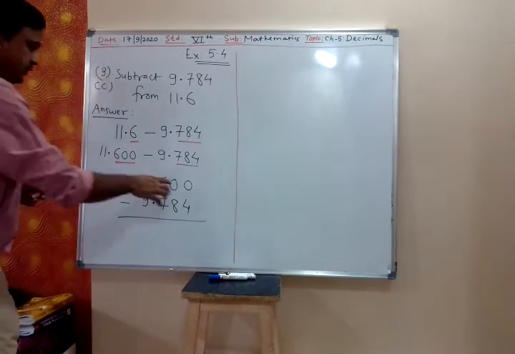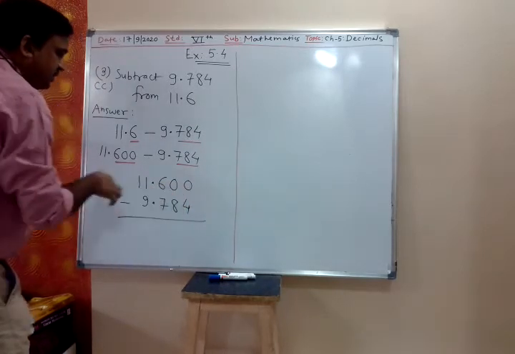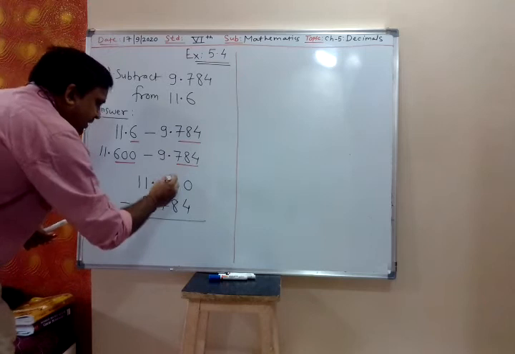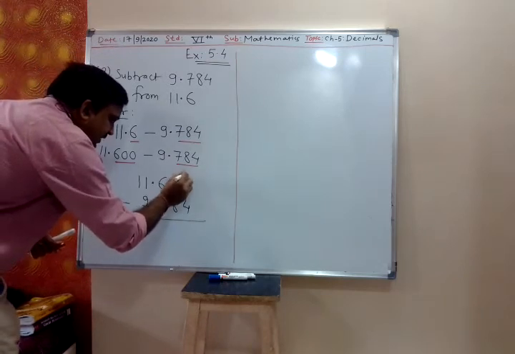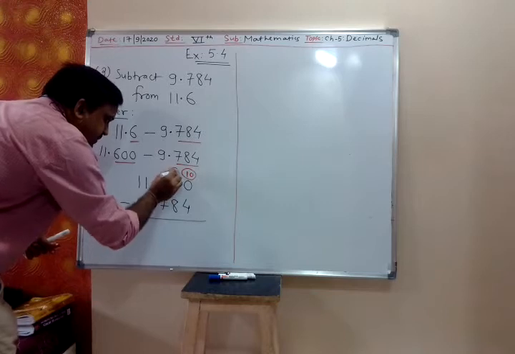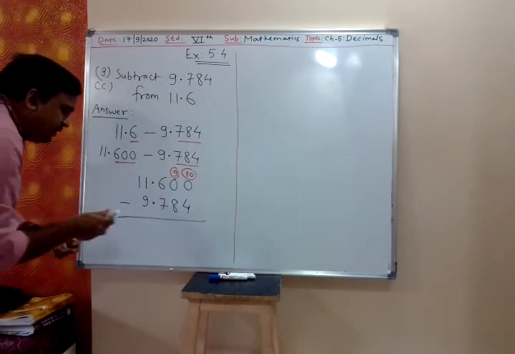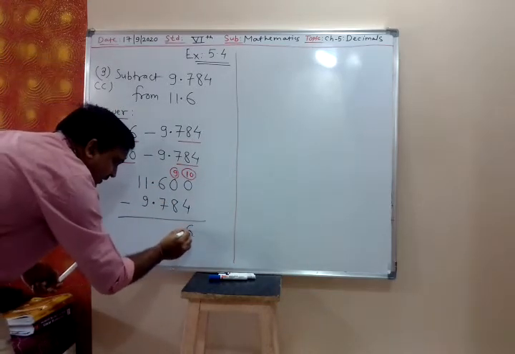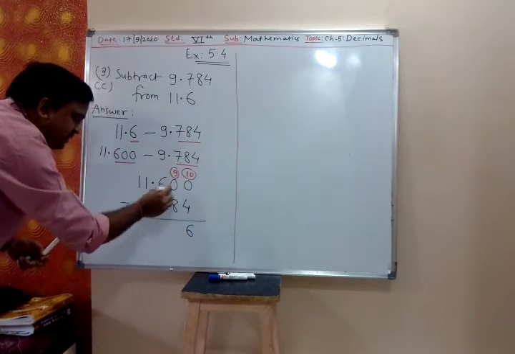First it is 0 and 4. 0 is smaller than 4. So 1 is carried. When 1 is carried, this becomes 10 and this becomes 9. So 10 minus 4 is 6.